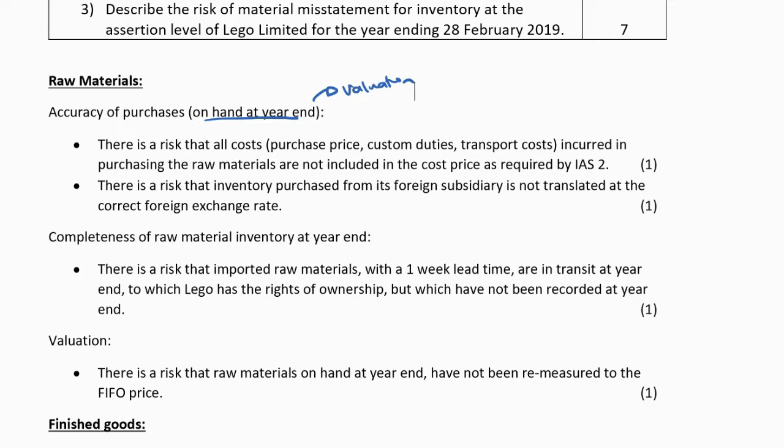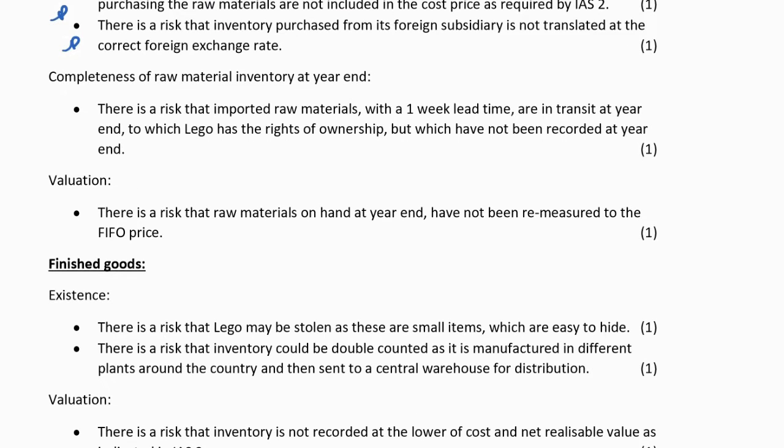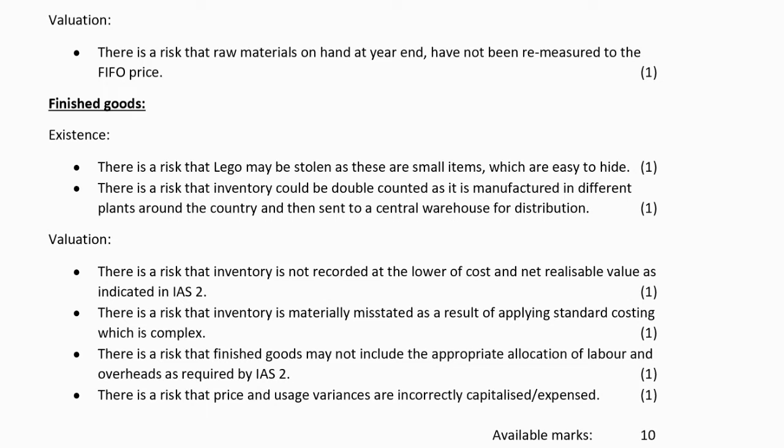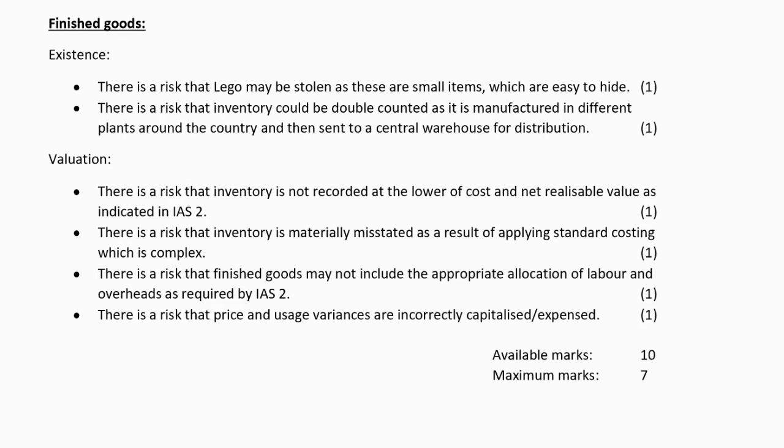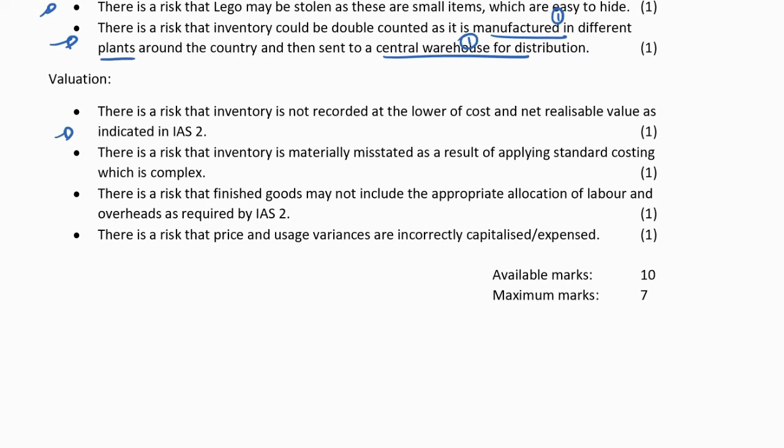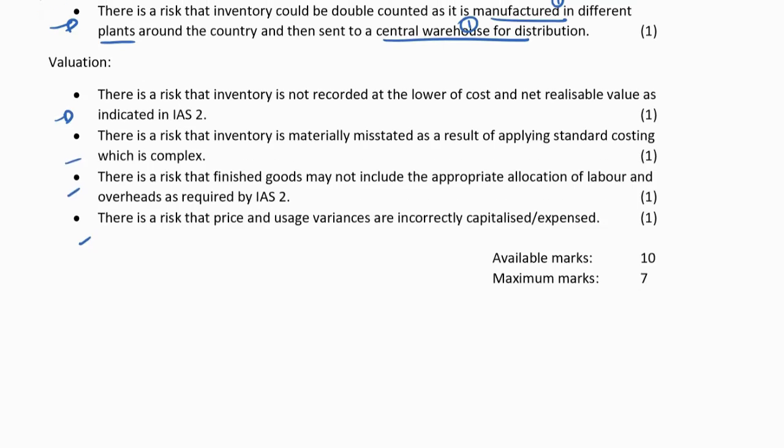But there you go, you've got your easy translation and then the cost that you can capitalize or shouldn't capitalize. Completeness because of goods in transit. Valuation for the FIFO. Then your finished goods existence, they could steal, and then something specific to the information in question. They've got multiple plants, but then they've got one central warehouse for distribution, which means the goods need to travel from the plants to the central warehouse to be distributed. In that situation, they could be counted here at the plant and then at the warehouse. There could be double counting, existence of the goods. Then for your inventory valuation, I say to the requirement that it's measured at lower of cost, and then all my complexities around the fact that they have standard costing as their option.